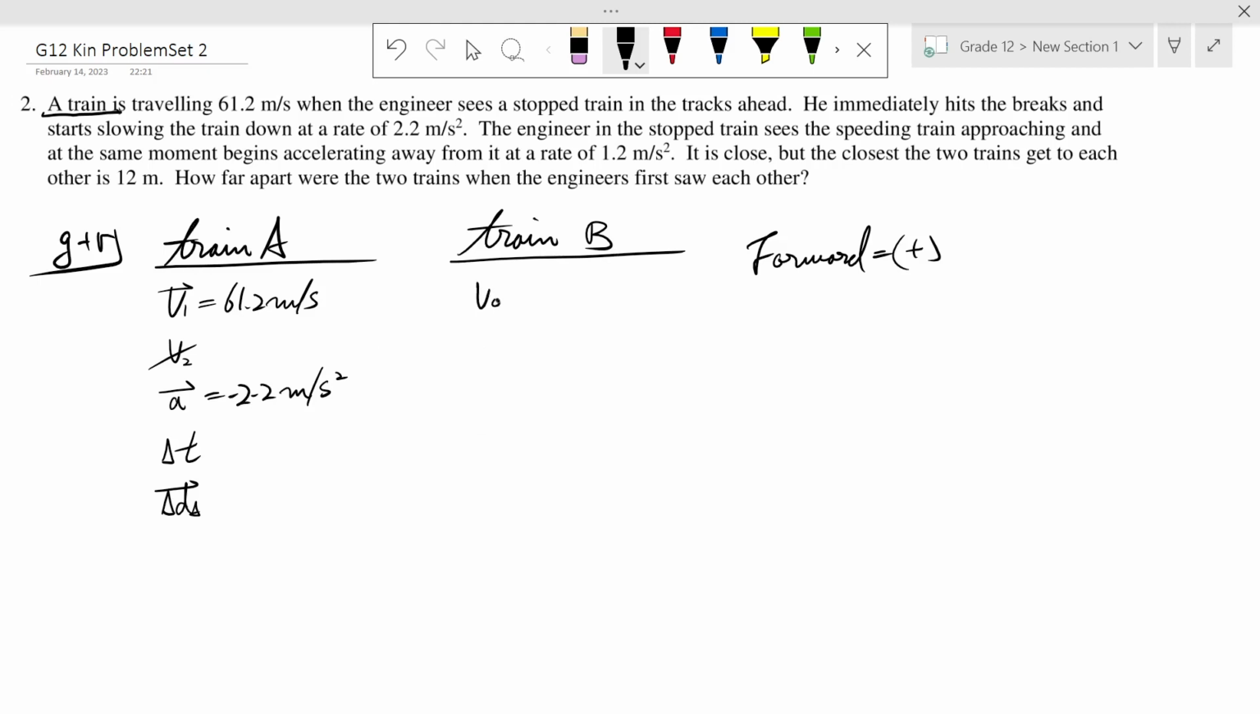Train B: v1 equals 0. v2, don't care. Acceleration, maybe I'll call it acceleration B, equals 1.2 meters per second squared, positive because it's going forward. Delta t I have already. I'm just going to write it again, same variable, and another delta d, but this one B.